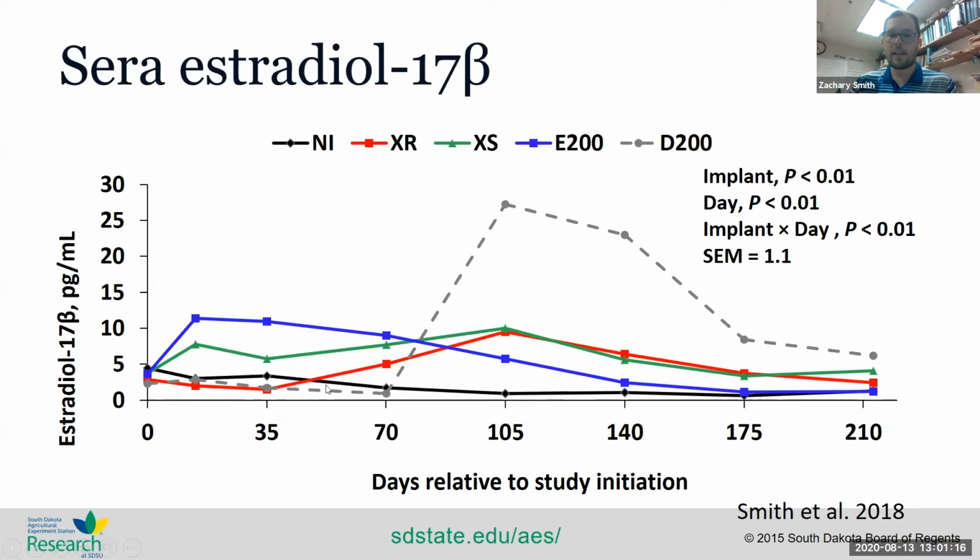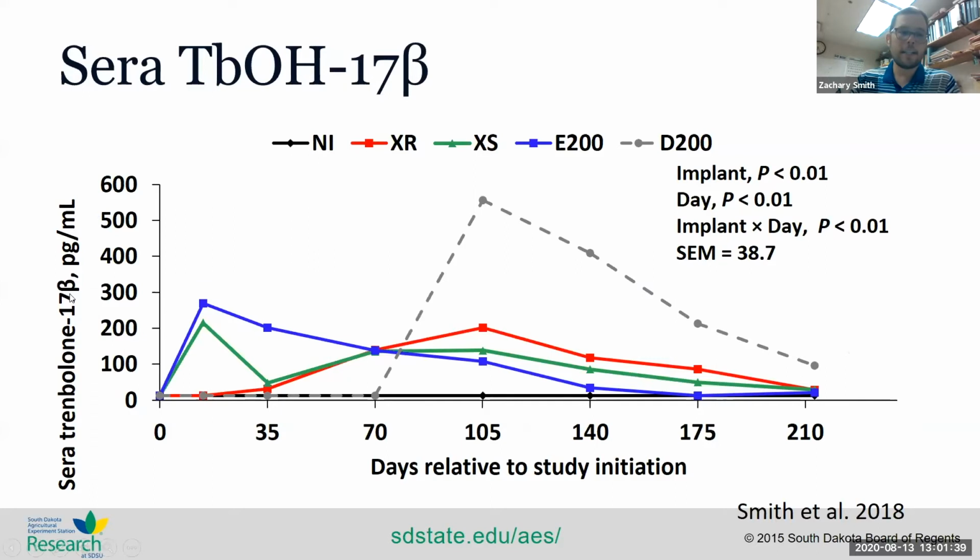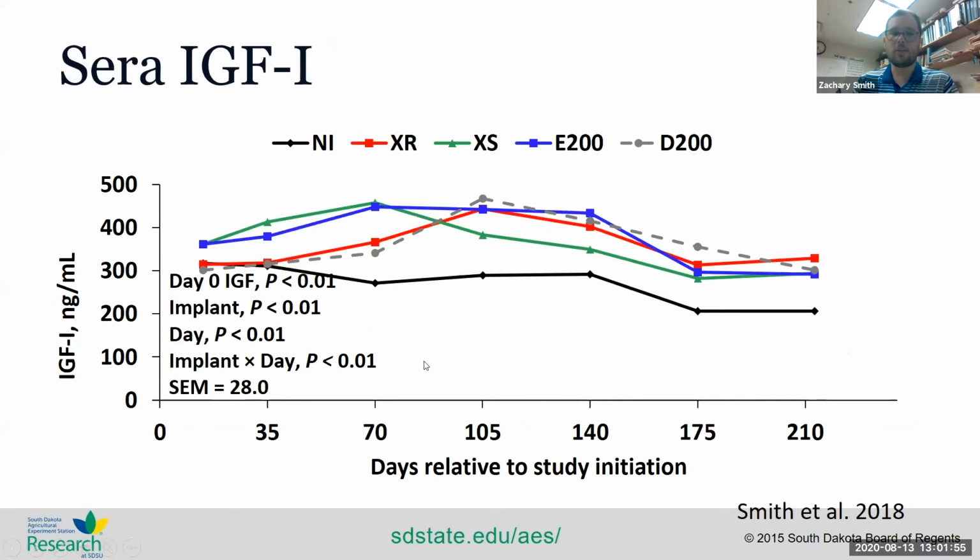This XR worked as intended. It didn't do anything till day 70 and maintained above 5 picograms per mil for approximately 130 days. And then this delayed 200 implant would have had hormones above 5 picograms per mil for some time. This is trenbolone 17 beta. So trenbolone acetate is in the implant formulation. It gets deacylated, and then this 17 beta trenbolone is actually the anabolically active compound. And really the payout pattern is quite similar to the estrogen.